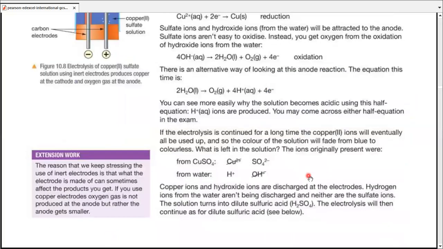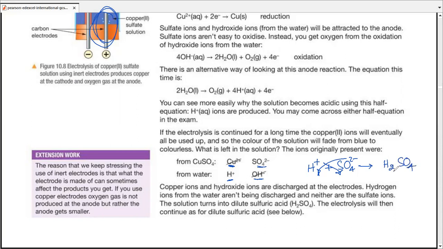if the electrolysis is continued for a longer time, you'd notice that the copper ions go out and get deposited at the cathode. The hydroxide ions are all converted into colorless hydrogen gas. The bubbles are shown in the diagram. What are we left with? We're left with hydrogen ions and sulfate ions. Now we have H positive and we have SO4 negative too.